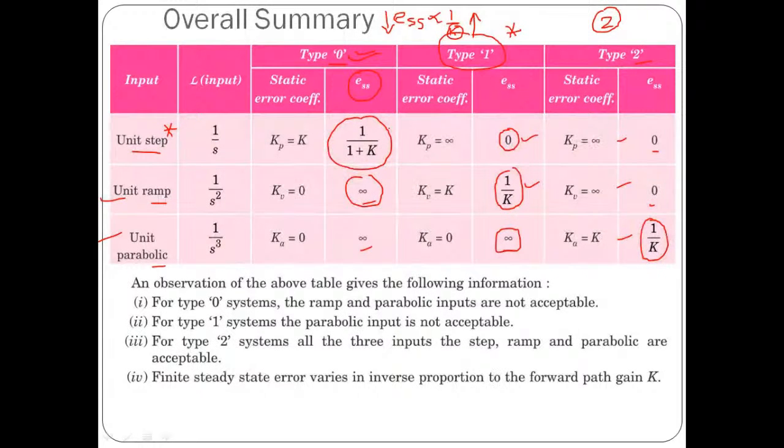So this table you have to remember. And in GATE, you may have various types of theoretical as well as numerical questions on this particular final concluding statement, like what will happen if you are dealing with type 0 system and if you excite that system through step, ramp and parabola, what will be the value of error coefficients and what will be the value of steady state error in each of the cases, that you have to remember.